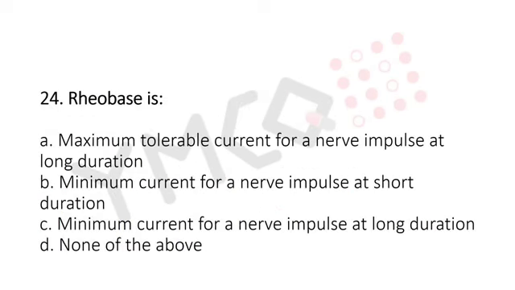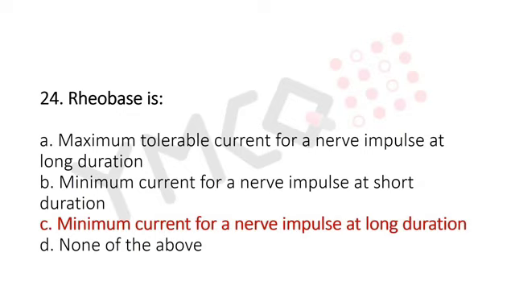Now let's move to question number 24. Rheobase is option A, maximum tolerable current for a nerve impulse at long duration. Option B, minimum current for a nerve impulse at short duration. Option C, minimum current for a nerve impulse at long duration. Option D, none of the above. And the answer is option C, minimum current for a nerve impulse at a long duration. Now let's move to question number 25.